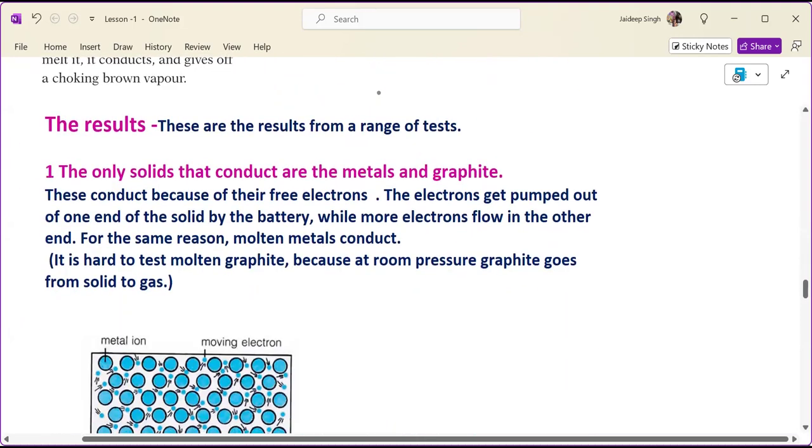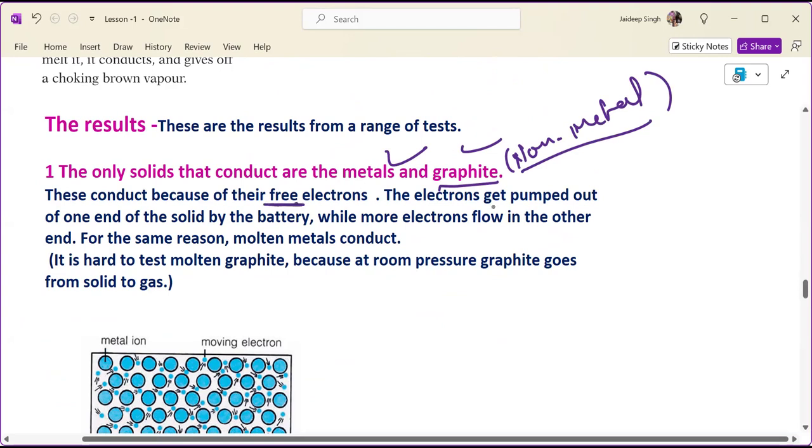These are the results from a range of tests. The only solids that conduct are the metals and graphite. Metals conduct electricity. Usually non-metals are insulators, but graphite, which is a non-metal and an allotrope of carbon, conducts electricity. These conduct because of their free electrons.